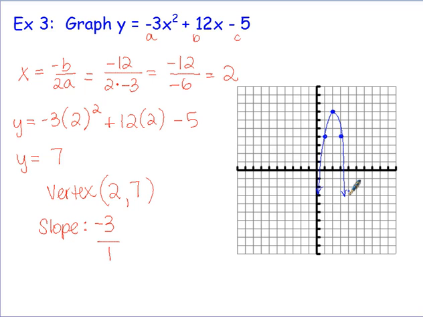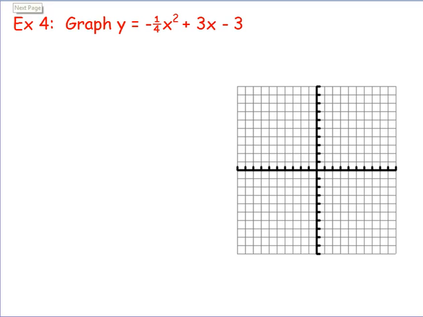Let's do the last one together. And then we're going to look at a couple more vocab words. So A is negative 1 over 4, B is 3, C is negative 3. X equals negative B over 2A. So I need the opposite of B. The opposite of 3 is negative 3 divided by 2 times A is negative 1 over 4.